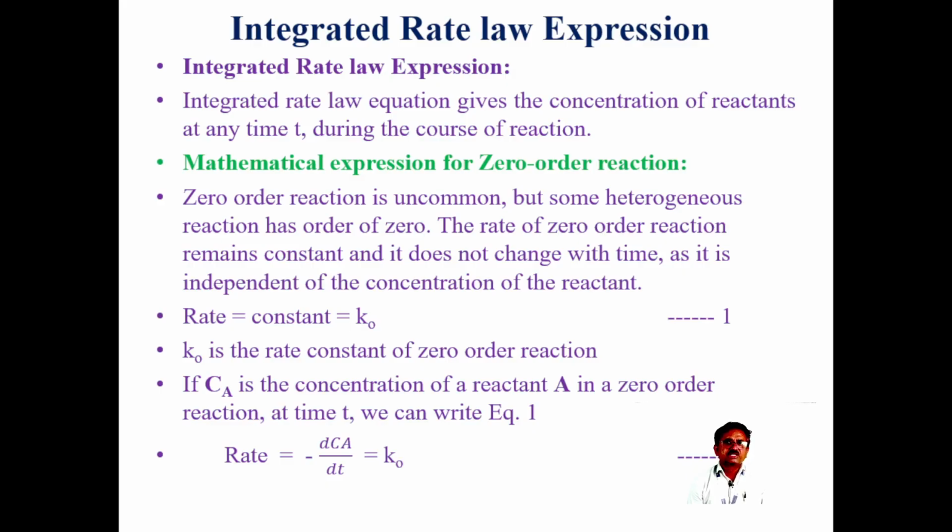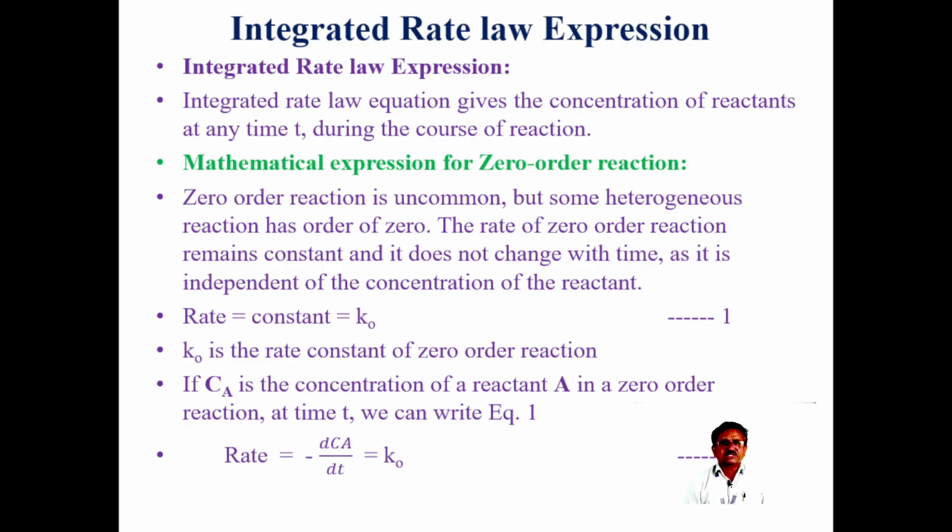You might remember that zero order reaction means that in the rate law equation of such a reaction, the exponent of molar concentration will be 0. These zero order reactions are uncommon, but some heterogeneous reactions have order 0. The rate of a zero order reaction remains constant and does not change with time, as it is independent of the concentration of the reactant. So, rate equals a constant, K0, for a zero order reaction. K0 is the rate constant for zero order reaction.